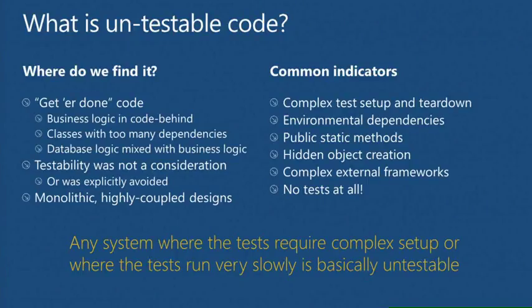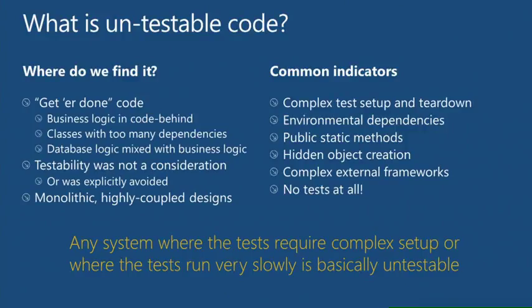Hidden object creation is what I call when inside of a method you just start newing things up. And I'll show you some interesting examples of that from real code. And then complex external frameworks, SharePoint and others, can make it very difficult to create tested systems.